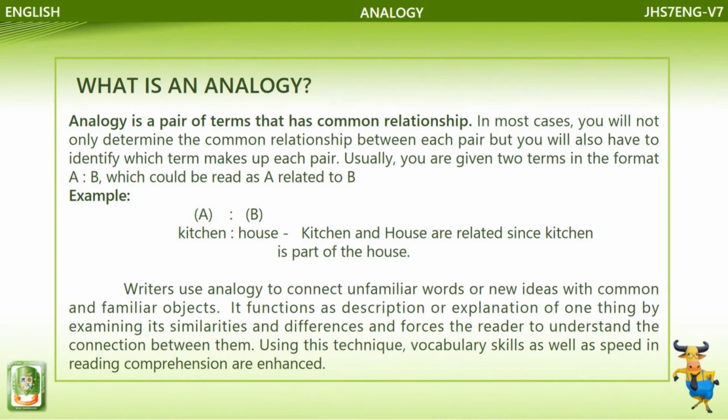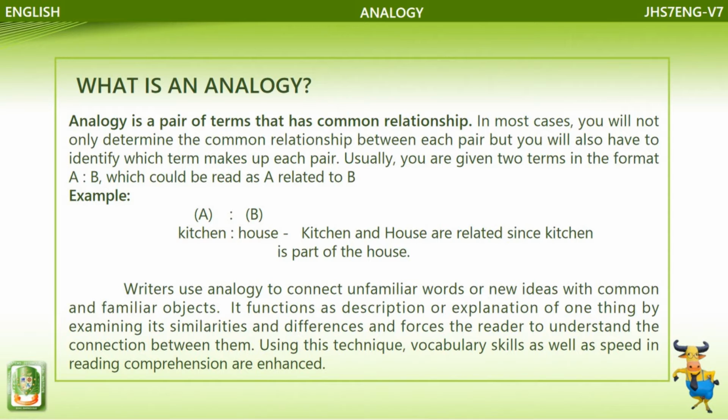What is an analogy? Analogy is a pair of terms that has common relationship. In most cases, you will not only determine the common relationship between each pair, but you will also have to identify which term makes up each pair. Usually, you are given two terms in the format A, B, which could be read as A related to B. Example, A, the term is kitchen, and in B, the term is house. Kitchen and house are related since kitchen is part of the house.